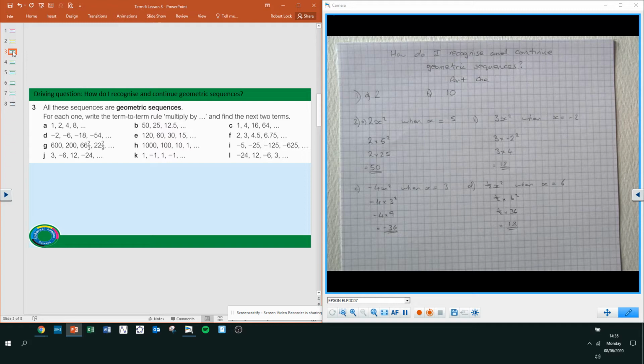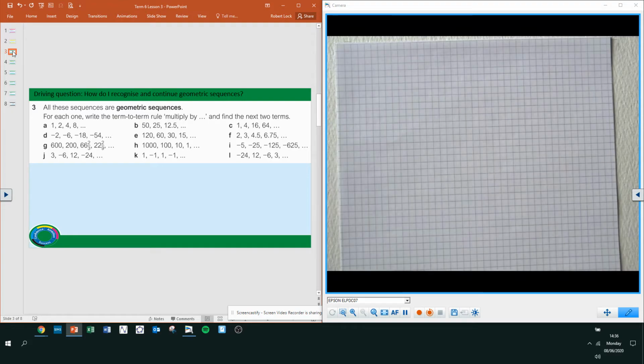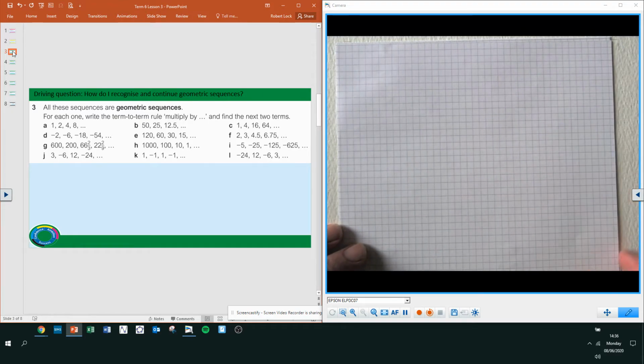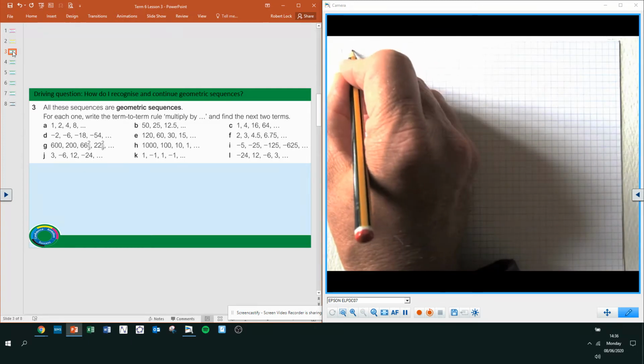Question 3. All these sequences are geometric sequences. For each one, write the term-to-term rule, multiplying by, and find the next two terms. It might be handy if you have a calculator with you as well. Press pause. Have a go at the questions. I will give you answers in a minute. So, question 3.